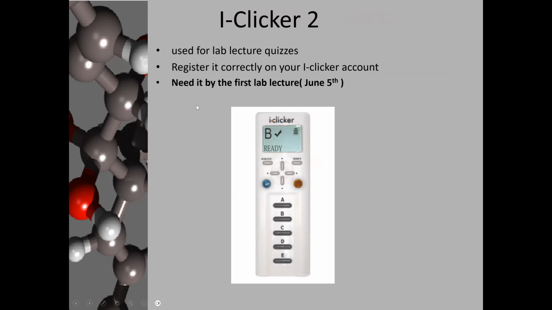So again, for lab lectures, we'll be using the iClicker 2 remote to do the weekly lab lecture quizzes. It looks like this. It has to be an iClicker 2 remote. This can be found at the bookstore. It can be found on iClicker.com. It can be found on Amazon, etc. But you will need this for the first lab lecture, which is June 5th.